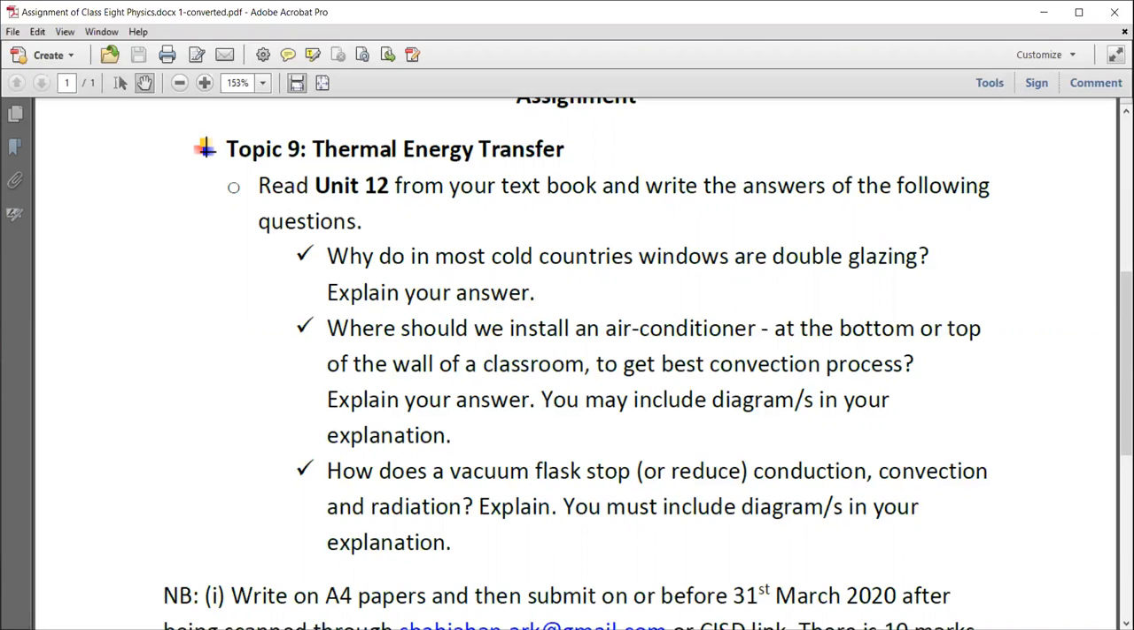Transfer of thermal energy, sir. Yeah, page number 185. Could you please open this? Yes, then you see the transfer of thermal energy diagram.